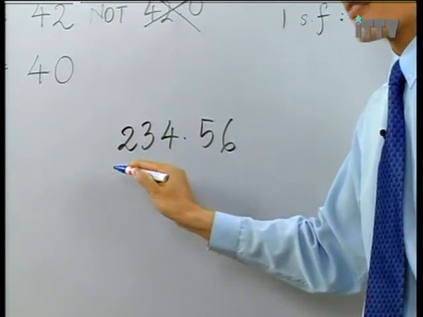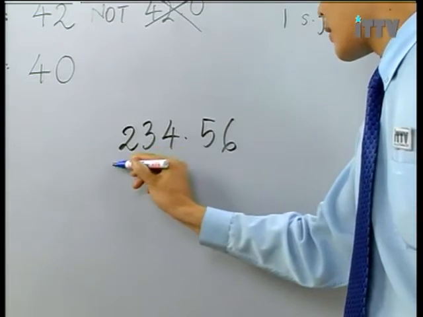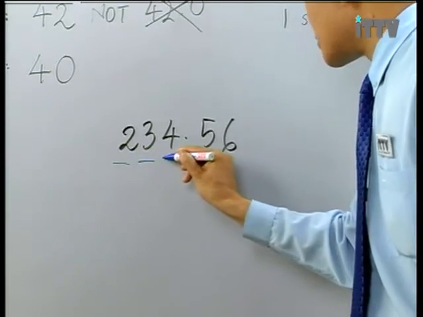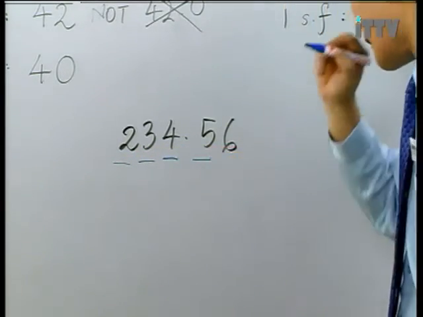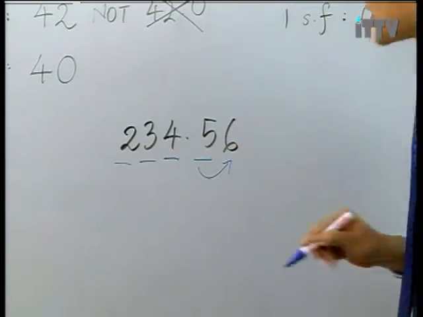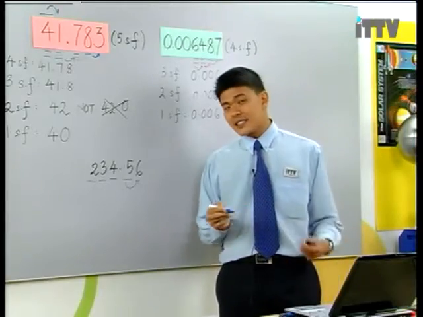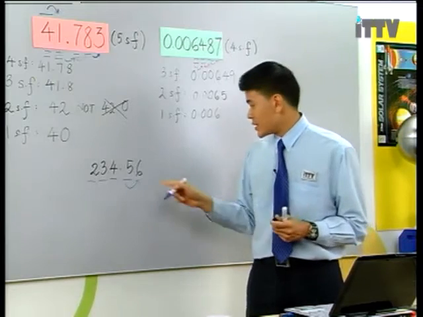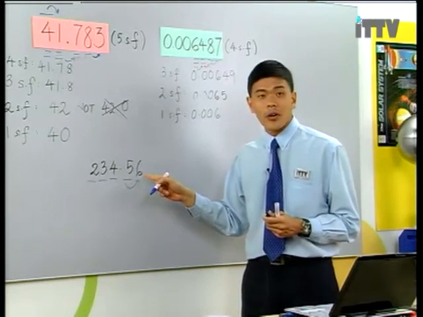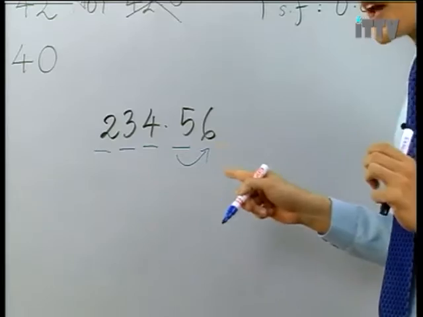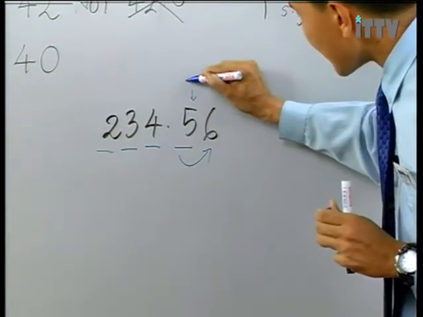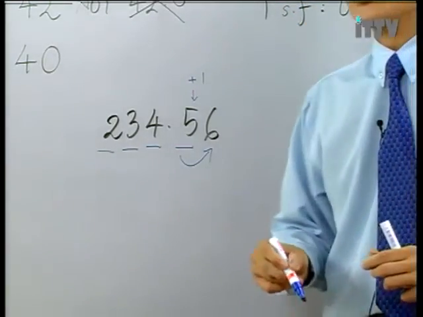Start from left. 1, 2, 3, and 4. And look at the next number after the underlined digit. Is it more or less than 5? 6 is more than 5. So you need to add 1 to the last underlined digit.